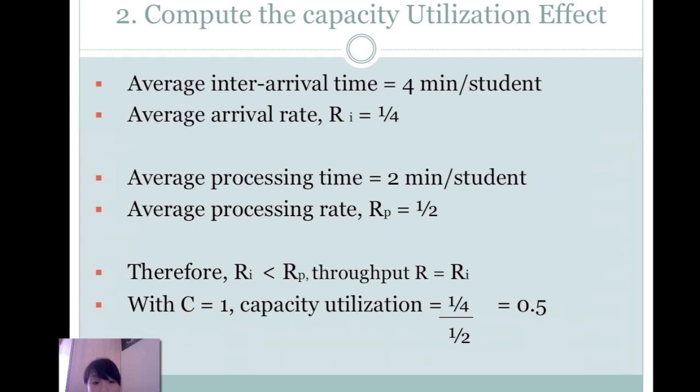To calculate capacity utilization, we take R divided by Rp. So we have 1/4 divided by 1/2. We have 0.5. The max capacity utilization is 1. So with 0.5, you know that in this case for the library, the resources are only half utilized.